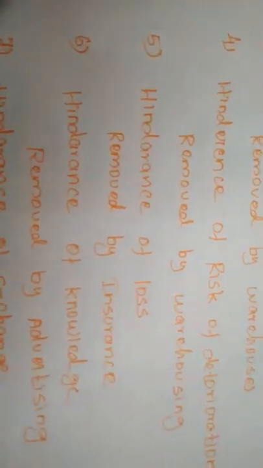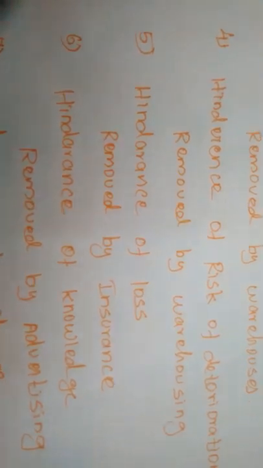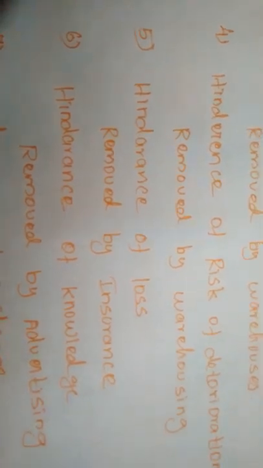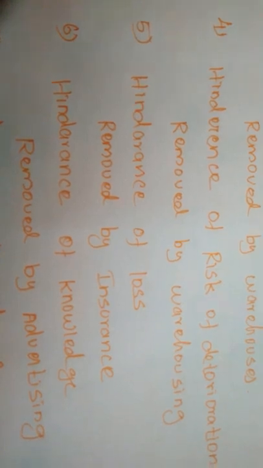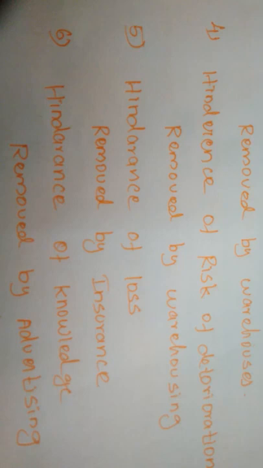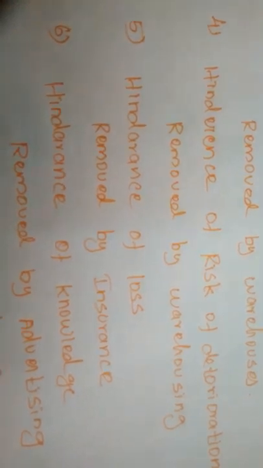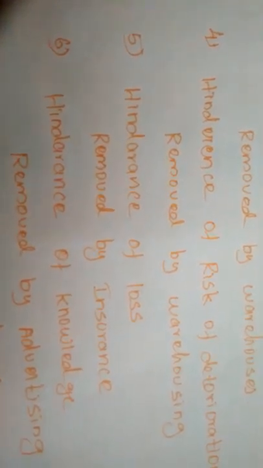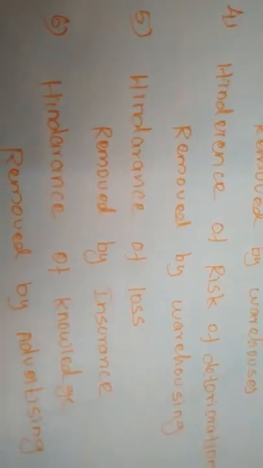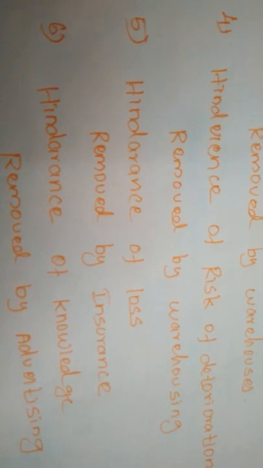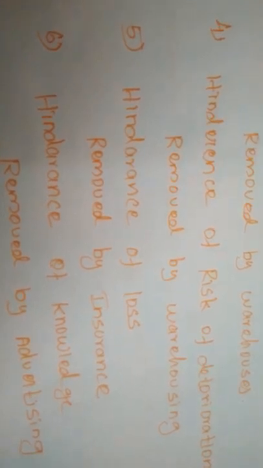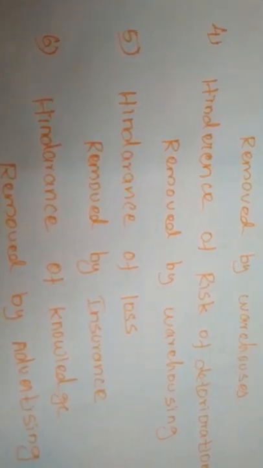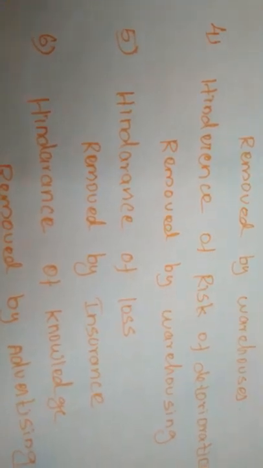Not only in our nation, in our world, so many insurance companies are there, government insurance companies and some private insurance companies. The insurance companies serve to cover the risk of such losses. For that, they have to pay some premium for protection against the loss from some accident. So if the producers meet any one of the losses of fire, theft, floods and accident, this is called hindrance of loss, but the hindrance of loss is removed by insurance companies.